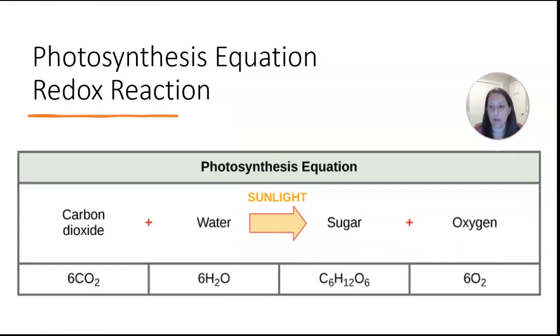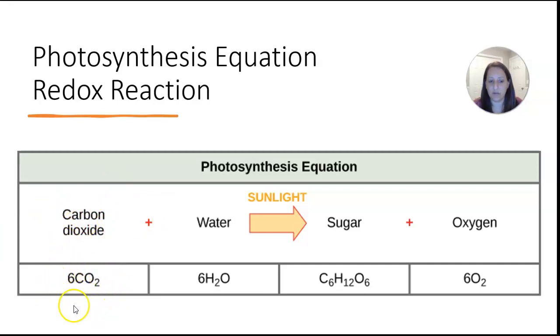Okay, so here is that equation. And so this should look familiar. It's really the opposite of cellular respiration. And we even talked about this in chapter 6. So our reactant molecules, of course, are on the left as usual. We've got carbon dioxide, so we have 6 of those, 6 CO2, plus water, again 6 of those, 6 H2O, plus sunlight, there's our energy source, is going to yield sugar, C6H12O6, plus oxygen, and 6 of those, so 6 O2.